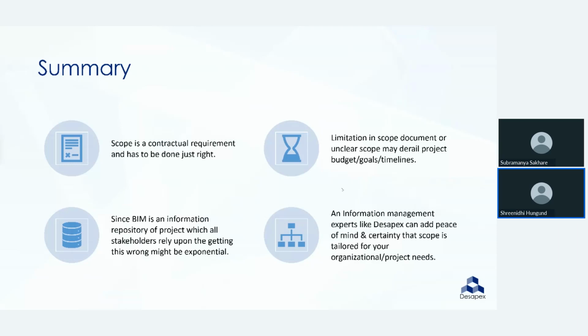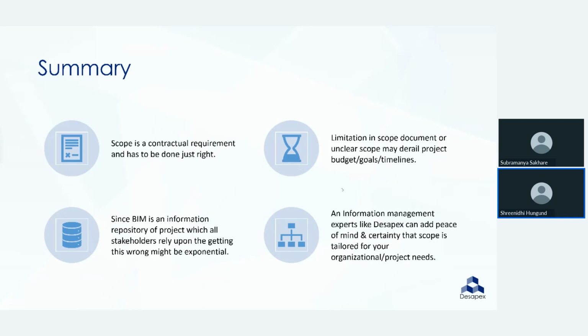So to summarize this webinar today, I think scope is one thing which has to be done right, and any limitation in scope or any unclear scope can derail the project with respect to budget, goals, and timelines. And BIM is not just a tool; it is an information repository which all stakeholders can rely upon. So if you get it right, the benefit can go exponentially up. Many stakeholders can benefit from it, but if it goes wrong, people might go exponentially wrong as well.